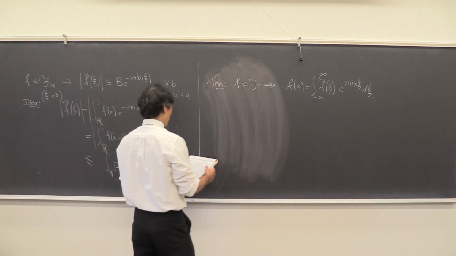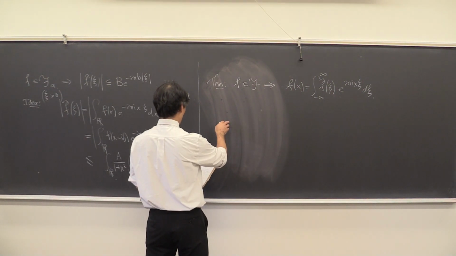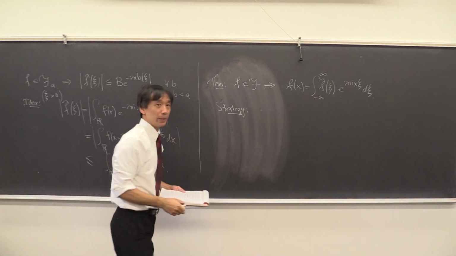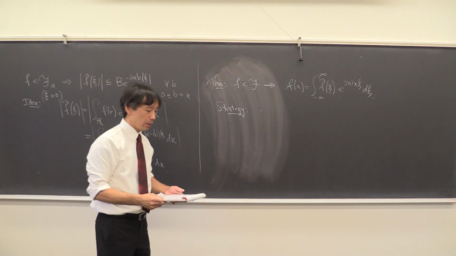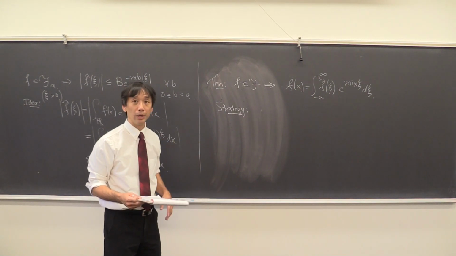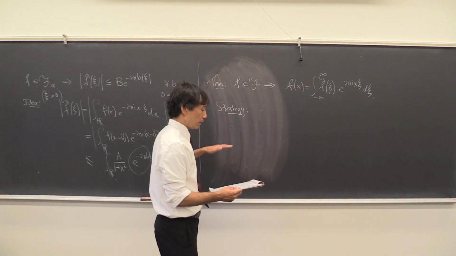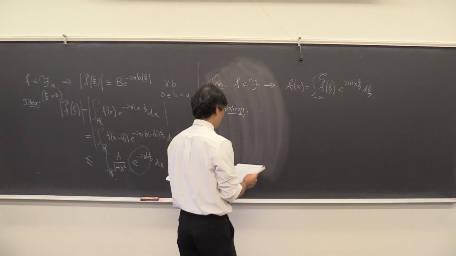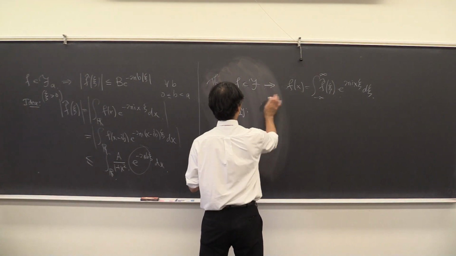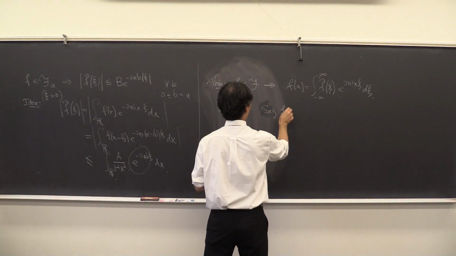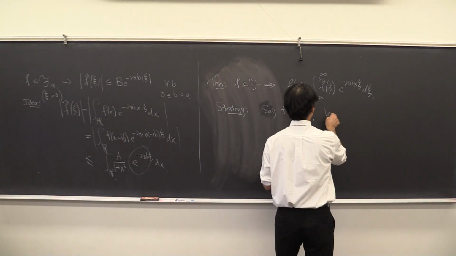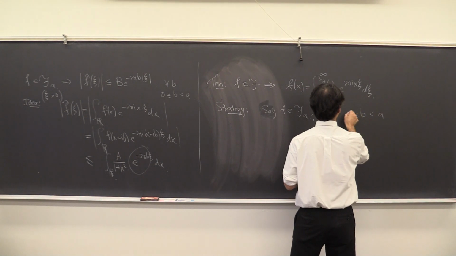Okay, so here's the strategy. The strategy is pretty similar to what we did before. We're going to use the Cauchy integral formula and shift the lines. So suppose that f is in some f sub a, and let b be between a and 0.